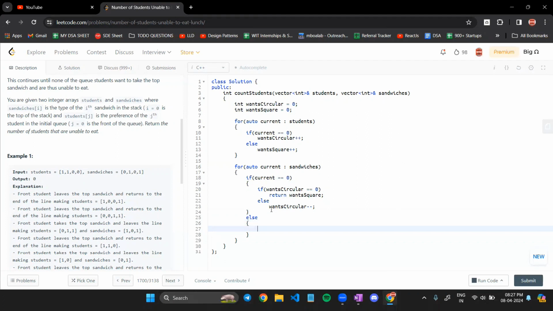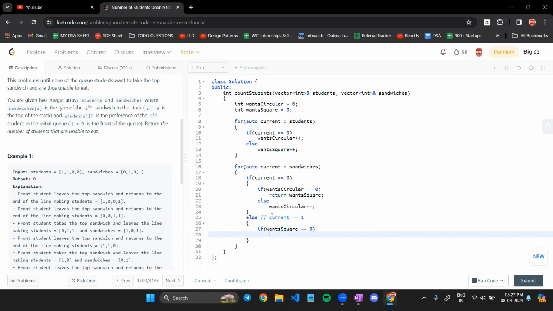Now else what we could have? Else we could have that at the top of the stack we are having a square sandwich, correct? So what could be the else case? Else case could be that our current is 1, that is at the top we have a square sandwich. So what do we want to check? We first want to check that is there a student who wants a square sandwich.